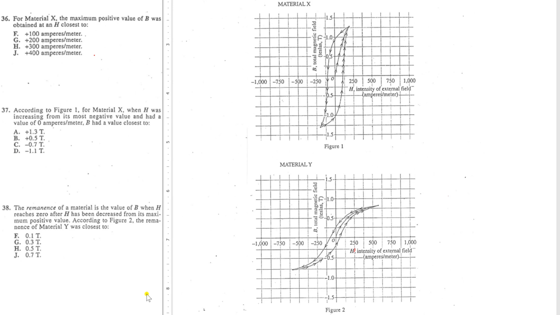Okay, here's some other practice on unusual graphs and how to read them in the ACT science test. We have these two similar graphs, but they're kind of weird looking. We've got material X here and material Y. We have H, the intensity of external field, in amperes, going along the x-axis. And then our y-axis corresponds to B, some sort of measure in Teslas, I think it is.